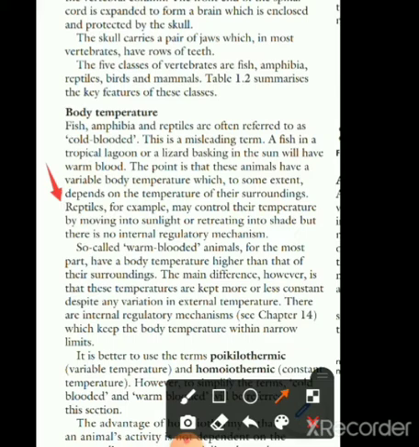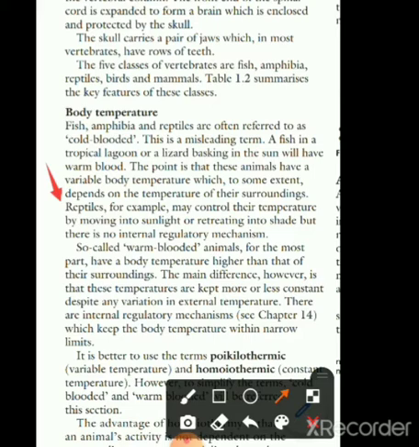Next is the reptiles. Reptiles are those organisms which may control their body temperature by moving into the sun or retreating into the shade, but there is no internal regulatory mechanism. So they can maintain it, but obviously they need some external support for that.